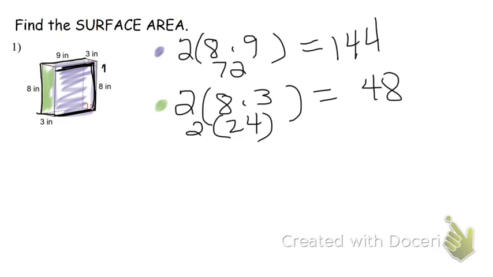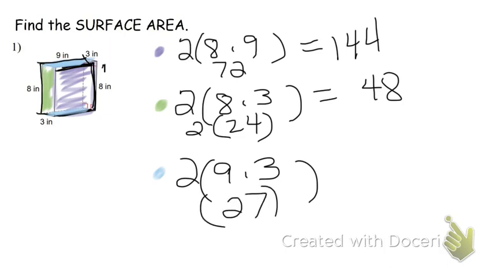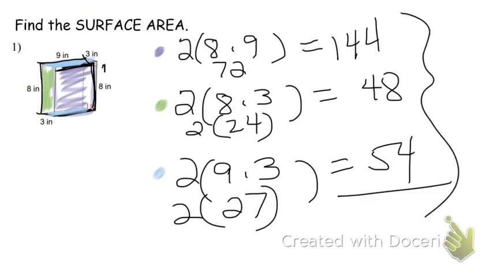Okay, the remaining side that I have is the top and matching bottom. And again, just like a cereal box, kind of looks like a cereal box, this one. So now I got to find this remaining piece here, the top, and there's a matching bottom. Okay, so we have 2 of them, one for the top, one for the bottom. And the 2 numbers are 9 times 3 for that one. 9 times 3 is 27. Multiply by 2 and you get 54. Now add those 3 numbers up. So I have 144 plus 48 plus 54. And my total surface area is 246 square inches.